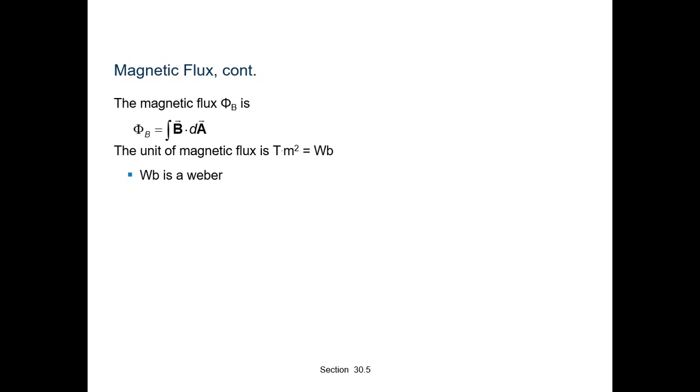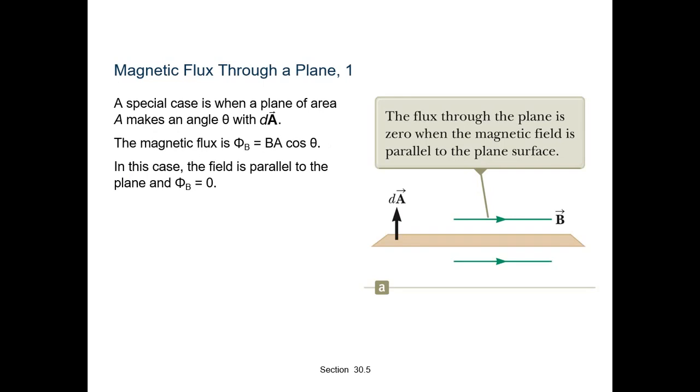Now see here, the magnetic flux phi B is equal to the integration of B dot dA. The unit of magnetic flux is Tesla meter squared, or Wb, where Wb is Webers. Now see the magnetic flux through a plane. The special case is when a plane of area A makes an angle theta with respect to dA: the magnetic flux phi B is equal to BA cos theta.